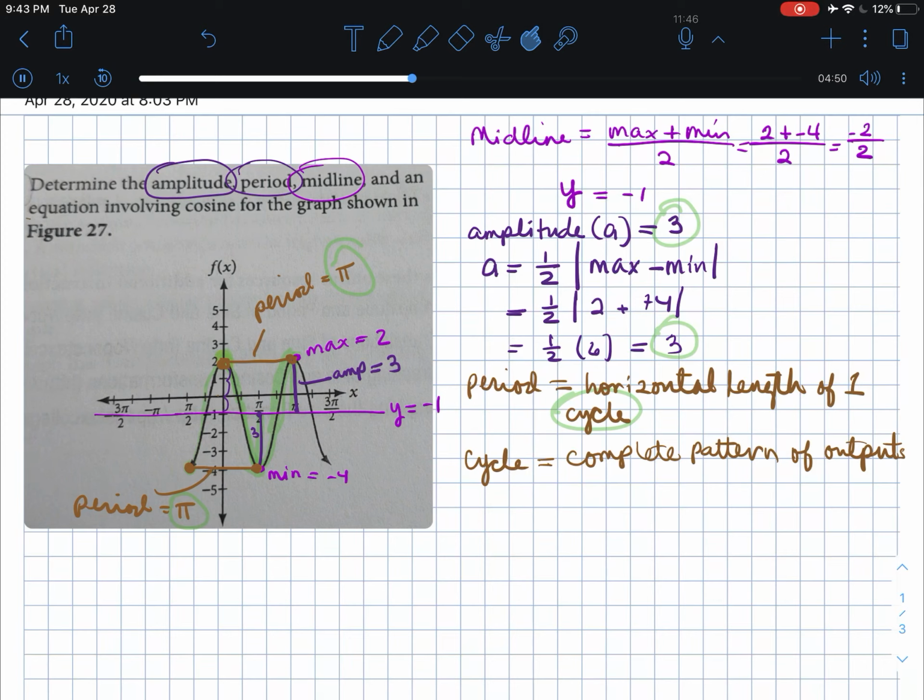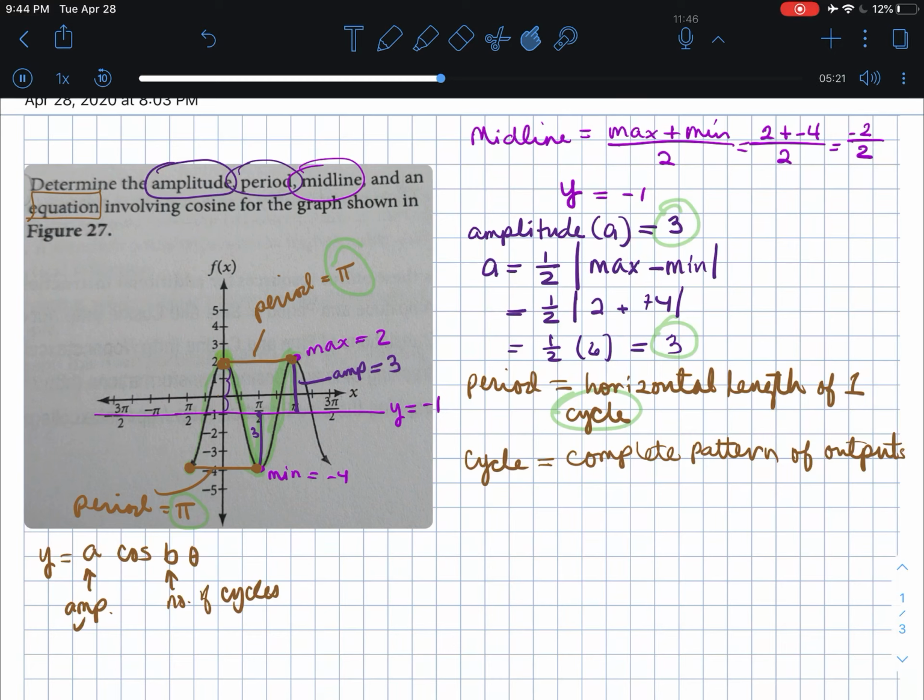Now we need to find our equation. Our equation has this format: y equals A cosine B theta, where A is our amplitude. Do we have that? Yes, we do. And B is the number of cycles in 2 pi.